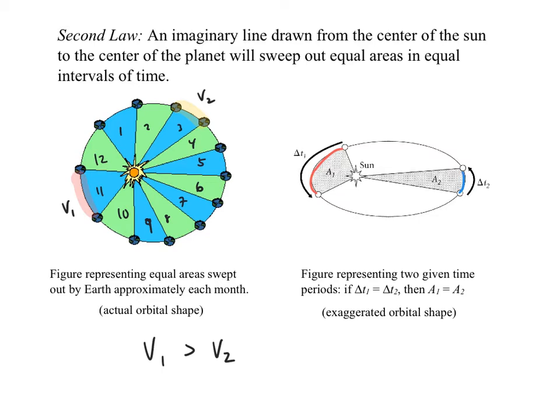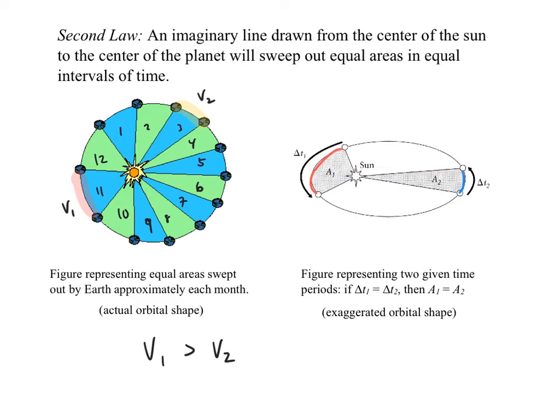Yeah? Wait, so is the second law then not true because it's not covering equal areas in equal amounts of time? So the second law tells us that it is covering equal areas in equal amounts of time. The thing is this, though, Mauro. For the Earth, it's barely noticeable because our orbit is pretty much circular. So it turns out for the Earth that even this is an exaggeration. You follow what I'm saying?